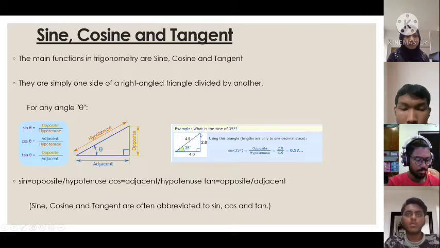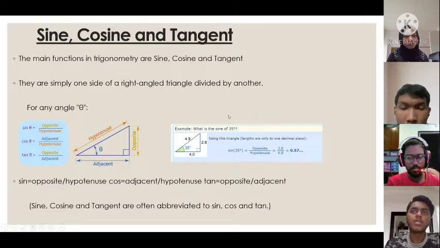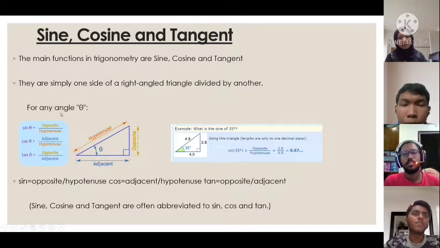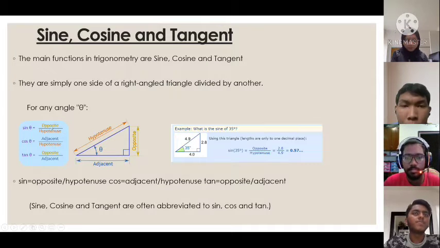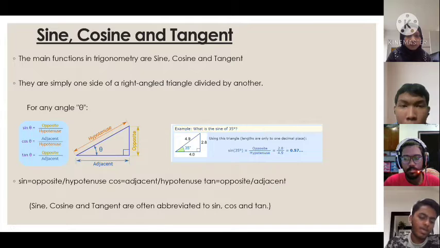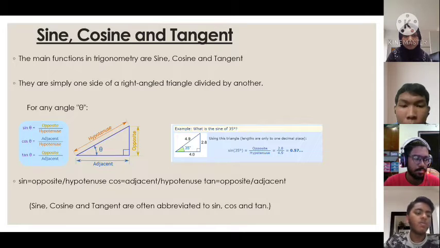For example, the question is, what is the sine of 35? So we must find the answer of sine of 35. If we use sine theta, we must substitute the opposite over hypotenuse. So sin 35 equals opposite over hypotenuse, 2.8 over 4.9. If we put it in the calculator, we will get 0.5714, and we must round off to 2 decimal places, and we get 0.57.